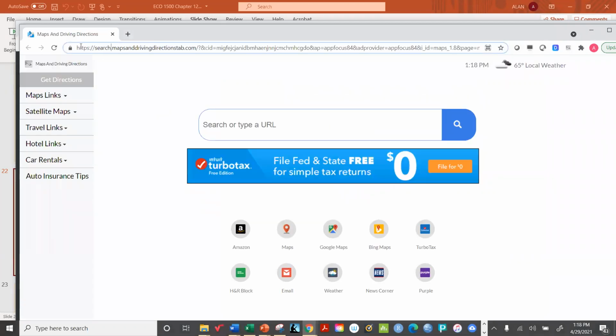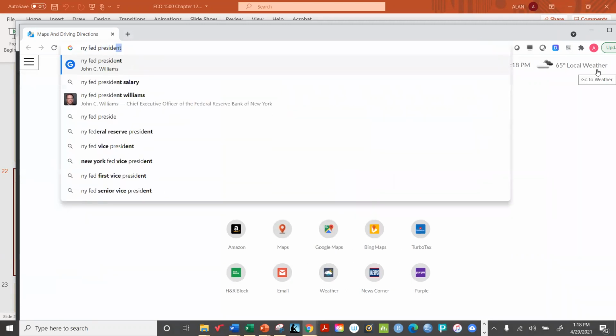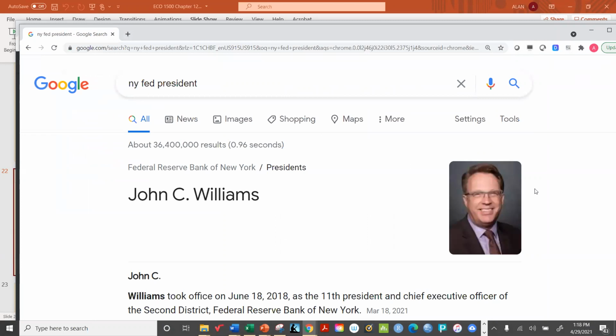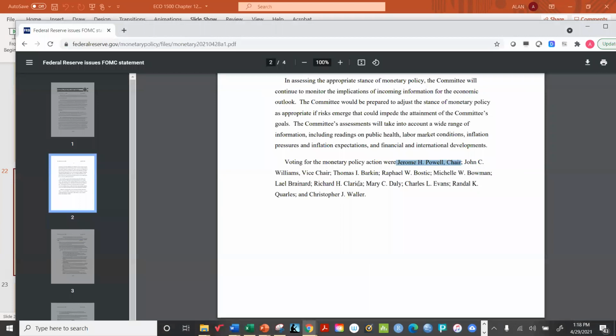Hold on one second. John C. Williams. Okay. So he's on that list somewhere, unless he was sick that day. There he is. Oh, they listed him second. Ooh. Oh, because he's considered to be the vice chair of the FOMC. I didn't notice that until now. The New York Fed chairman is the vice chair for the FOMC. That's how important he is to the system.